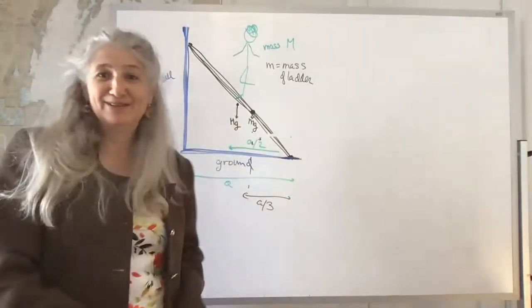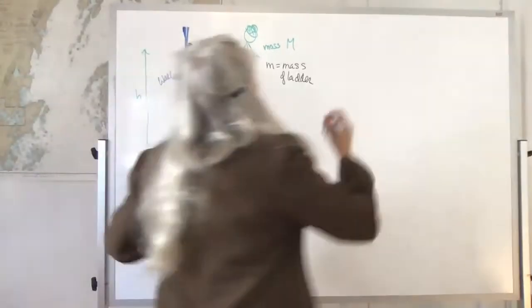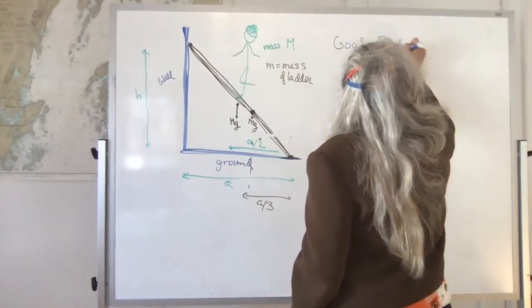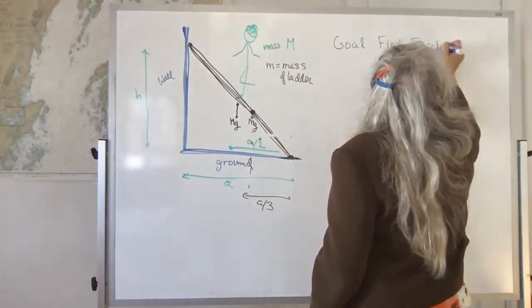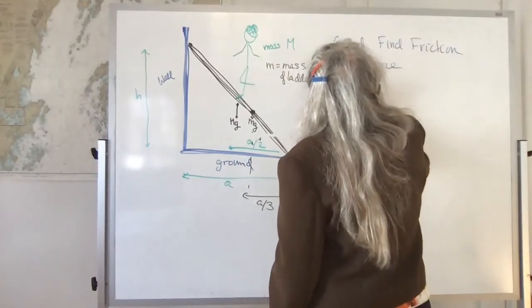What are we trying to do? What are our goals? Goal: find the friction force. When does the ladder slip?